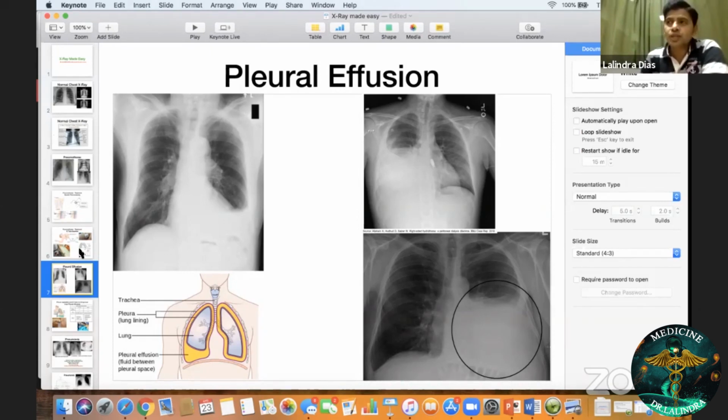When you get a pleural effusion, remember guys, there's a rule in X-ray. Air always appears in black color in the chest X-ray. Not only chest X-ray, even the abdominal X-ray, wherever, air appears in black color. Fluids, what are the fluids? Water, pus, blood, lymph, like that. Fluid appears in white color.